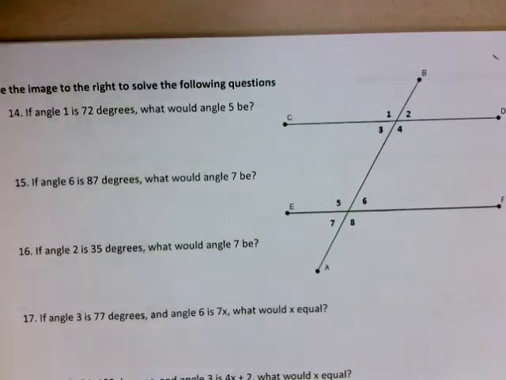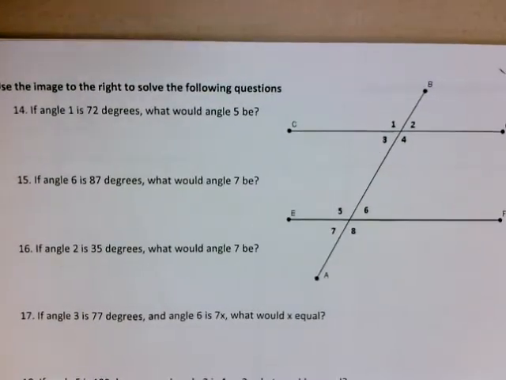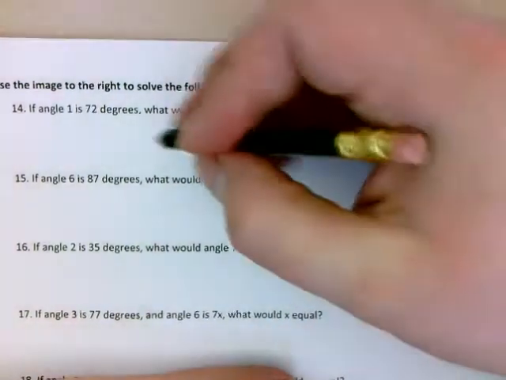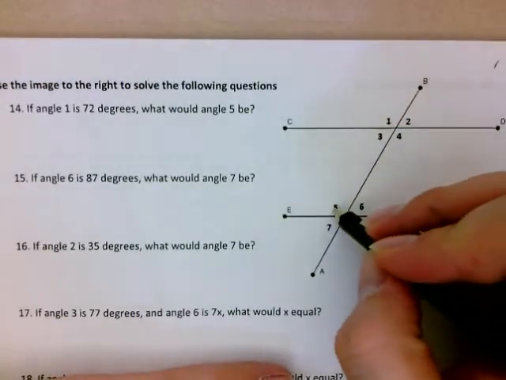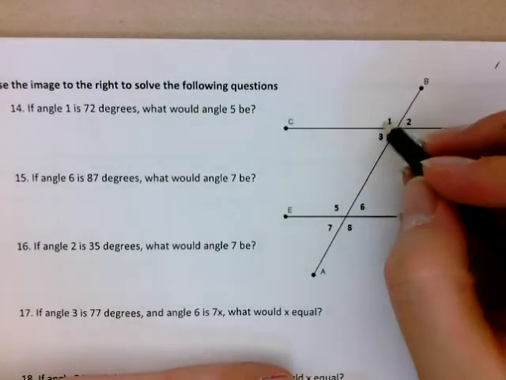Alright, next one. If angle 1 is... okay, so now we're going to go back to our 6 different things: vertical, corresponding, alternate interior, alternate exterior, same side interior, and adjacent angles. Alright, first things first, 1 and 5. 1 and 5 are corresponding angles.